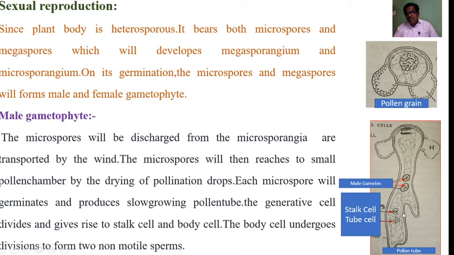Then the stalk cell remains as it is, but laterally the body cell again divides into two cells, which are nothing but the sperms, also known as the male gametes. These male gametes are non-motile in nature. So this entire structure is known as the male gametophyte, and this male gametophyte is responsible for sexual reproduction at the further stage.